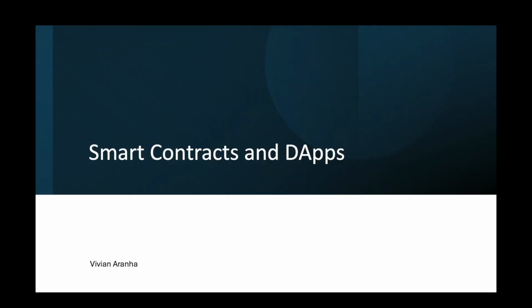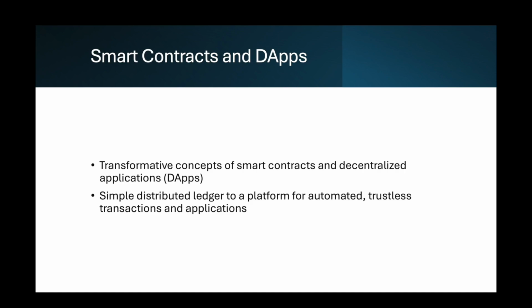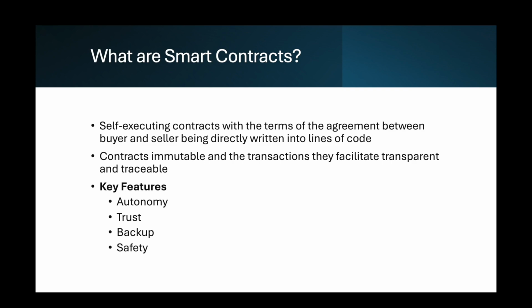Smart contracts and dApps. This section explores the transformative concepts of smart contracts and decentralized applications, which extend blockchain from a simple distributed ledger to a platform for automated, trustless transactions and applications. What are smart contracts? Smart contracts are self-executing contracts with the terms of the agreement between buyer and seller being directly written into lines of code. They run on a blockchain, making the contracts immutable and the transactions they facilitate transparent and traceable.